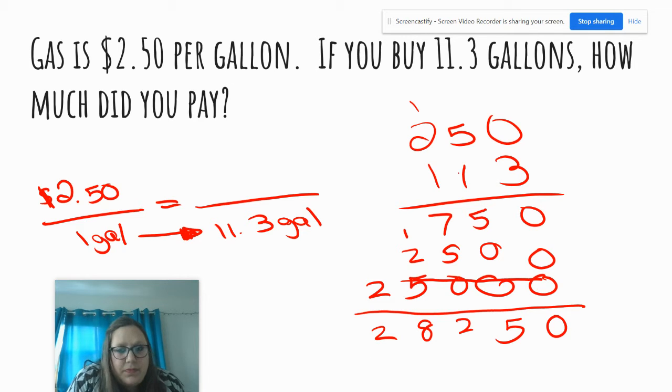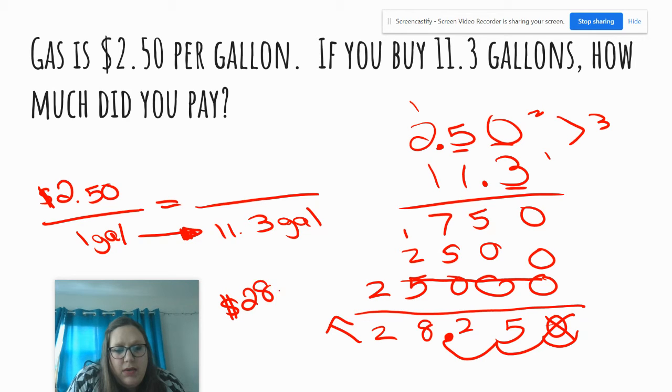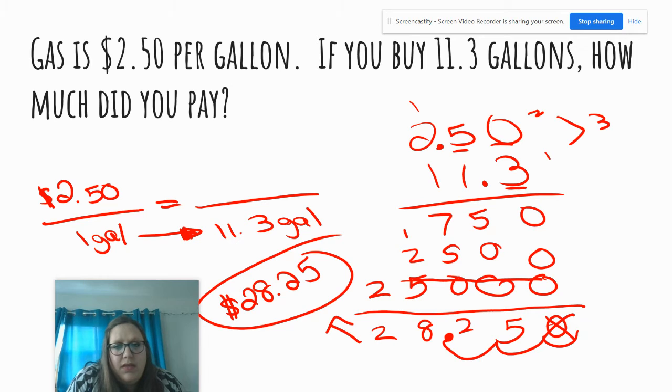Now I'm going to put my decimals back in. I see that I have 2 scoots here. I have 1 scoot here, which makes a total of 3 scoots. 1, 2, 3. Again, we don't need that 0 on the end because 25 hundredths and 250 thousandths is the same thing. So gas would cost $28.25 if you bought 11.3 gallons. Alright, I'm going to give you guys a second to take a look at that and take it in, and then we'll move on.